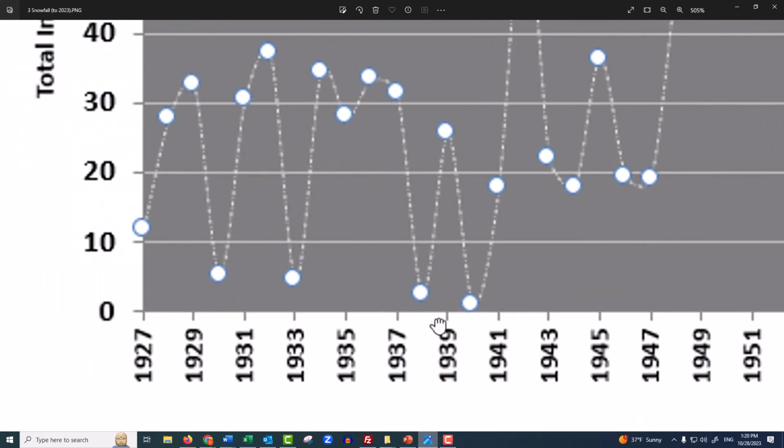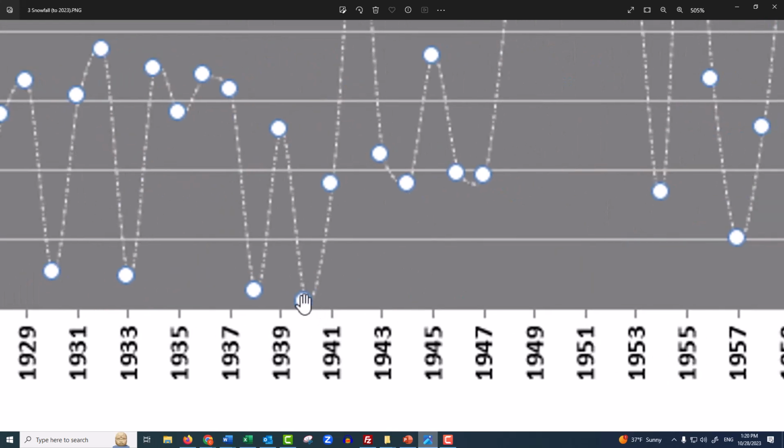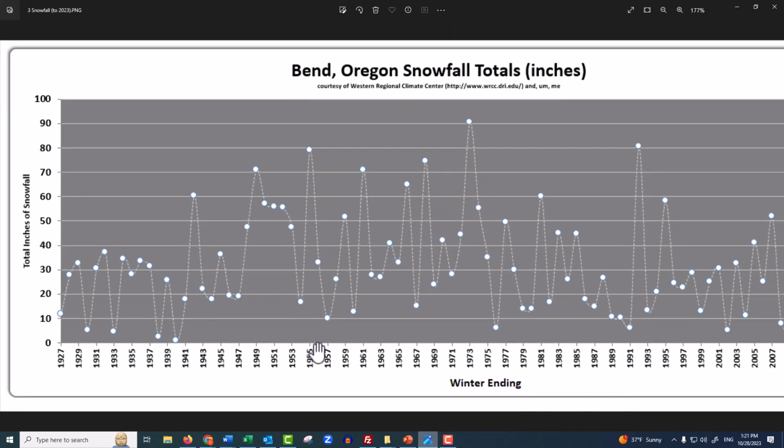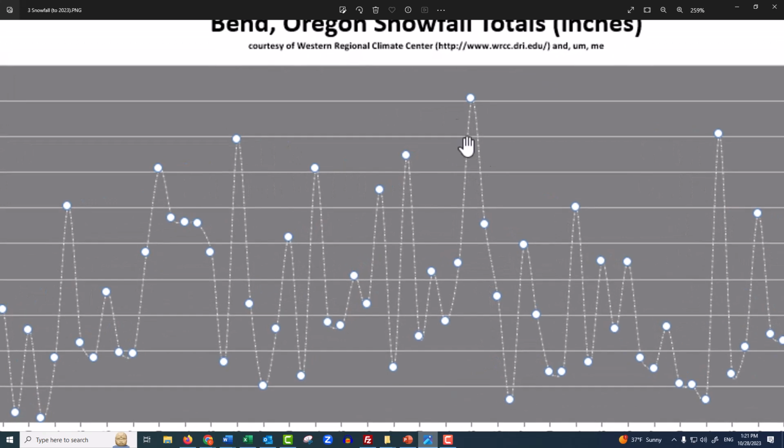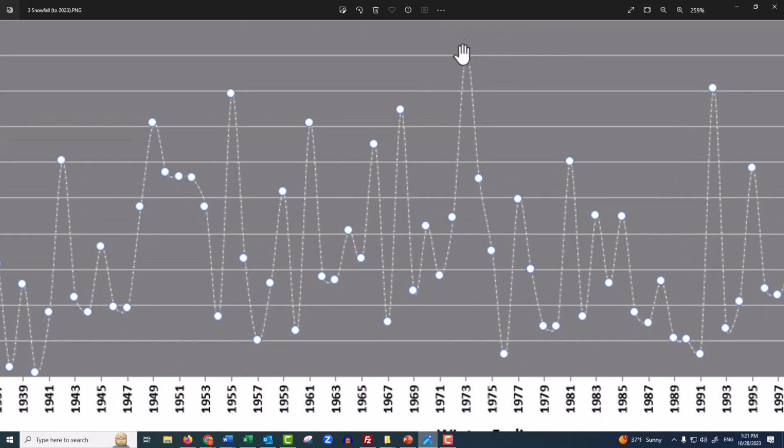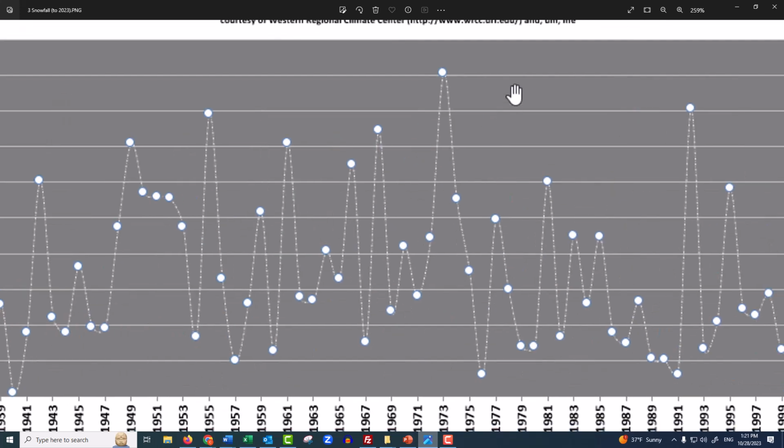Looks like it's about maybe an inch or two. And it looks like it happened in 1940. Okay, good. And greatest, looks like it's this one here. And it looks like that one. Oh, 1973. That's my birth year. So that one, about 91 or 92 inches.